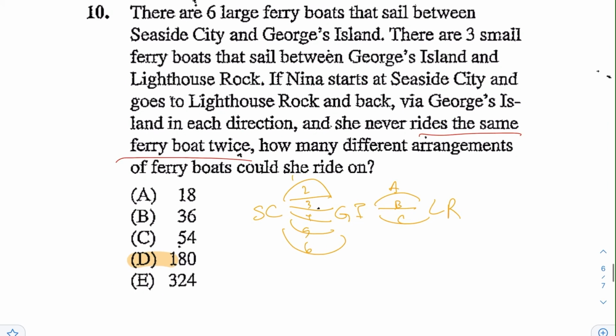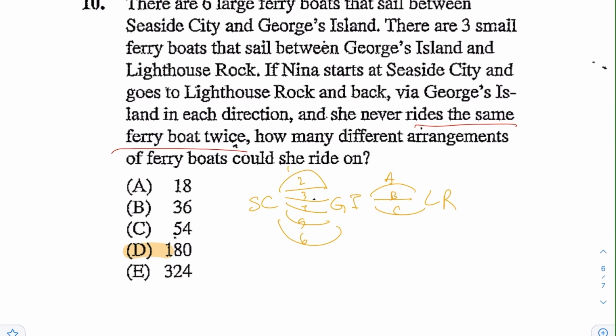So to go there, to Lighthouse Rock, you have to use a permutation. So just use a counting principle. You have 6 options for boat rides, so 1 to 6. And then you have 3 ferries from A to C. That's equal to 18.